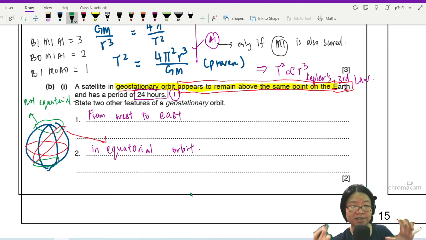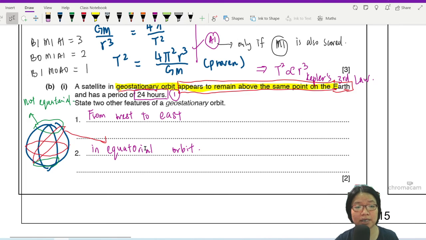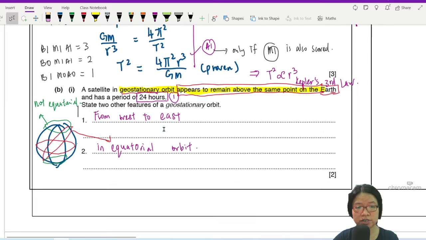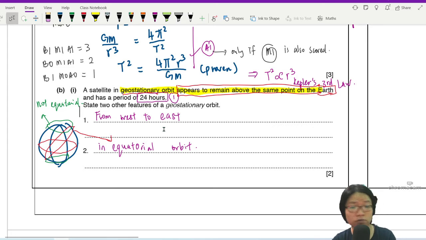So the equator is defined as the thickest part of the sphere. And because the Earth is a sphere, there are many, many thickest parts. So 1 mark each. You just need to roughly know the features of a geostationary satellite.